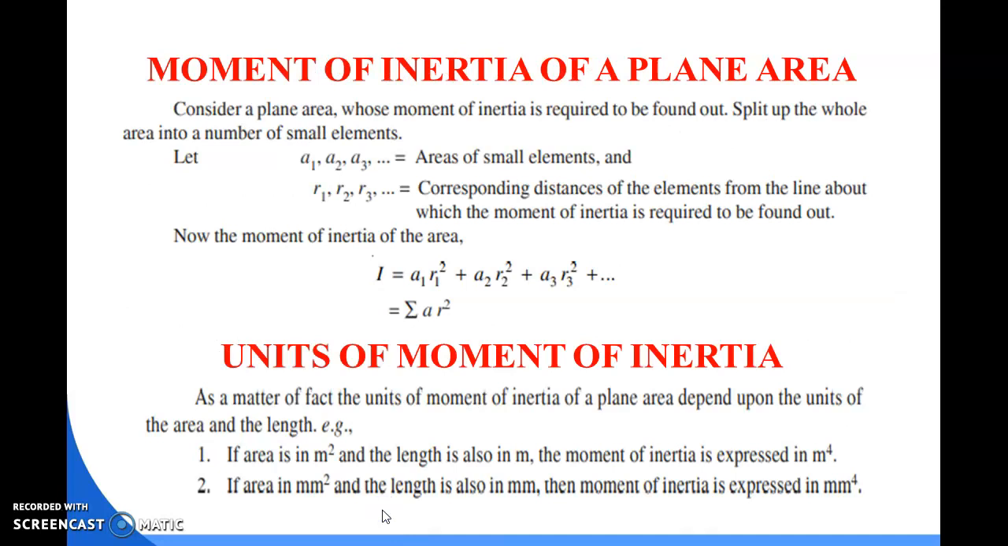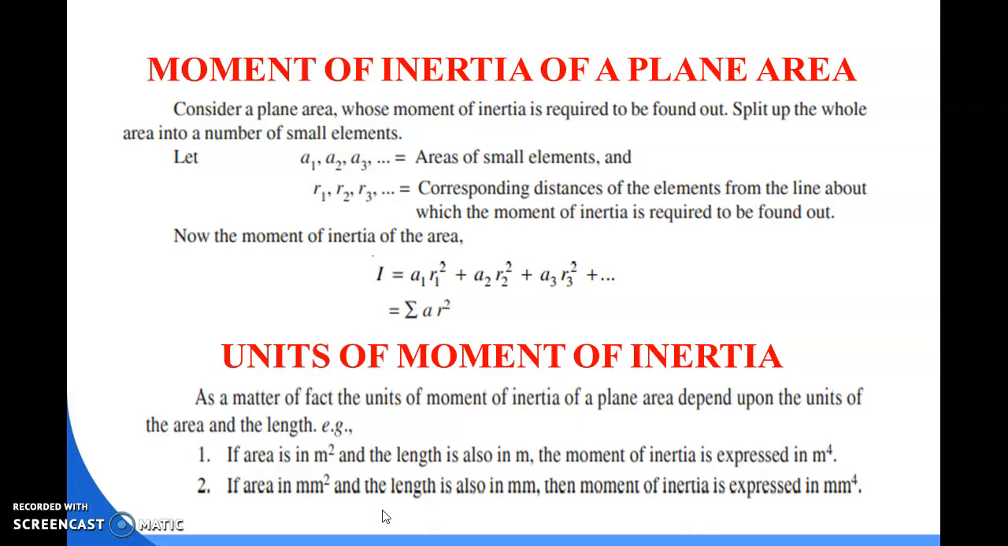So in case of plane area, the formula of moment of inertia is equal to the summation of A r square, where A is the area of a small element and r is the corresponding distance of the element from the line about which the moment of inertia is required to be found out.